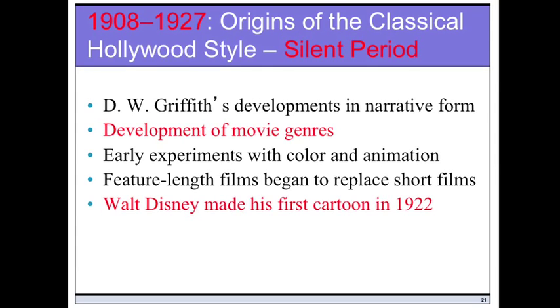this is the start of the silent period. This is the origin of the classical Hollywood style. It is very important that you remember D.W. Griffith is responsible for kind of creating what we know as silent movies. They developed movie genres during this time. So you had westerns, romance, scary movies, that sort of thing. They experimented with color and animation. And then they started doing feature-length films, meaning they started averaging about an hour, hour and a half instead of 10-minute films.